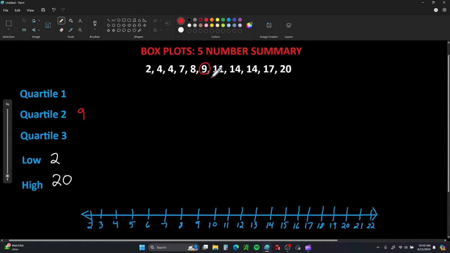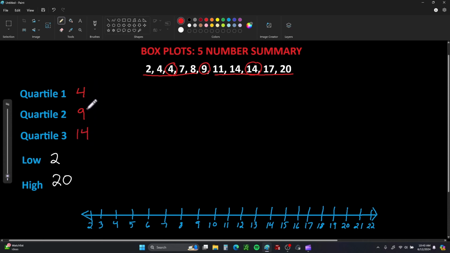In order to find the middle of the first half, I'm not going to use the 9 over again. I'm just going to look at this first half. There's 5 numbers, so the middle number is a 4, and that's going to be my Q1. I put a 4 here. And then I look at the middle of the second half and I see that that is 14. So that's going to be the Q3 number.